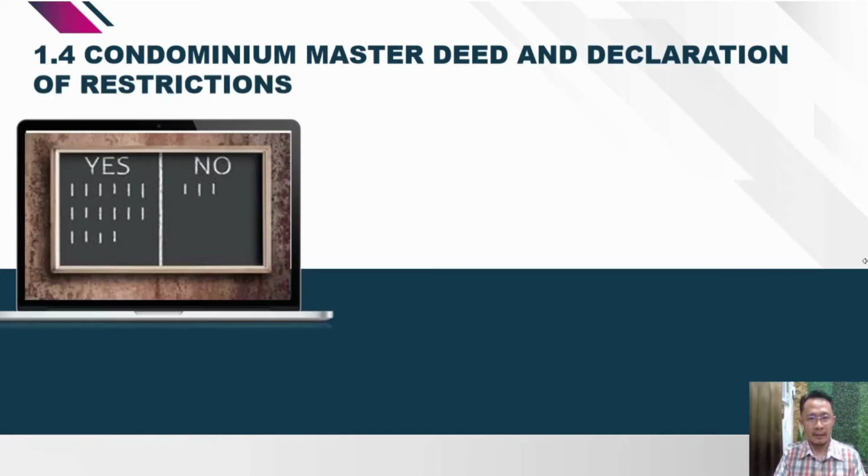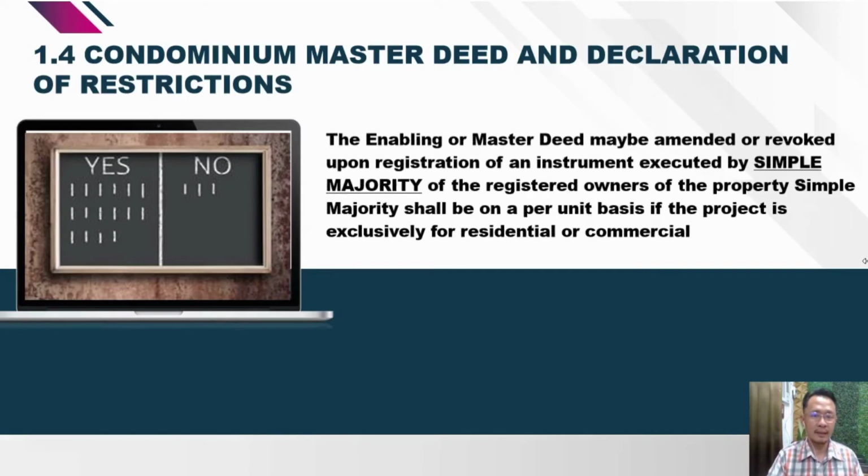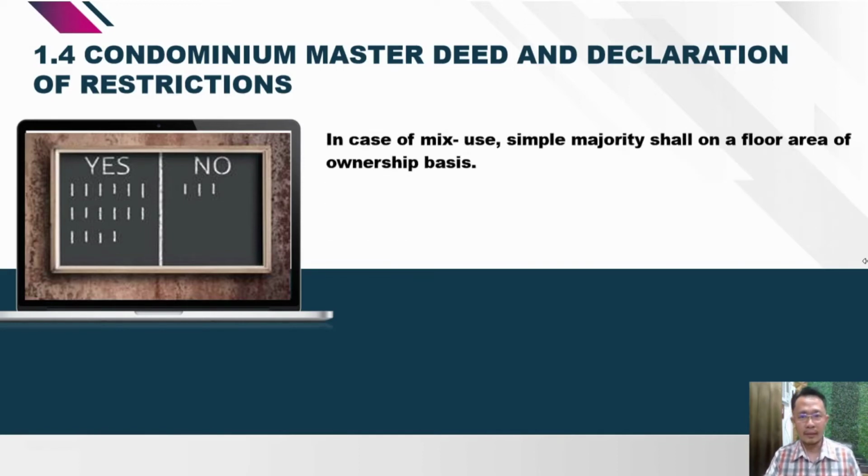Okay. Let's discuss the condominium master deed and declaration of restrictions. The enabling or master deed may be amended or revoked upon the registration of an instrument executed by a simple majority of the registered owners of the property. Simple majority shall be on a per unit basis if the project is exclusively for residential or commercial. In case of mixed use, the simple majority shall be on a floor area of ownership basis.